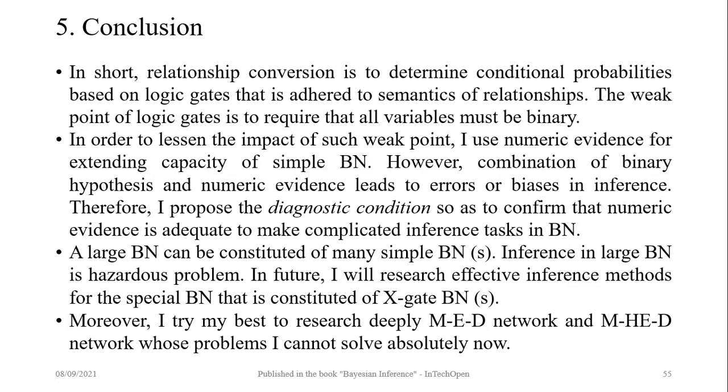Conclusion. In short, relationship conversion is to determine conditional probability based on logic gates that adhere to the semantics of the relationship. The weak point of logic gates is that they require every variable to be binary. In order to lessen the impact of such a weak point, I use numeric evidence for extended capacity of simple Bayesian networks. However, the combination of binary hypothesis and numeric evidence leads to error or bias in inference. Therefore, I remove the diagnostic condition so as to confirm that numeric evidence is adequate to make the inference task in Bayesian networks. The large Bayesian network can be constituted of many simple Bayesian networks.